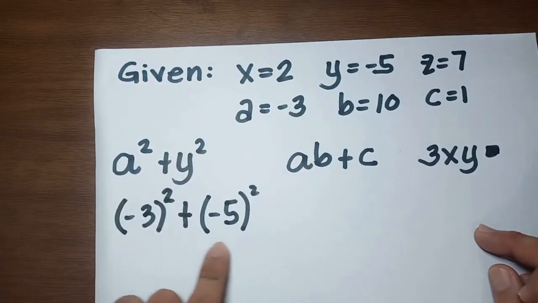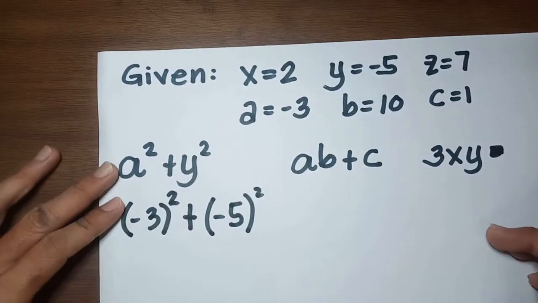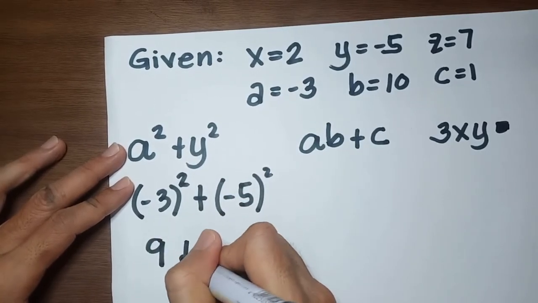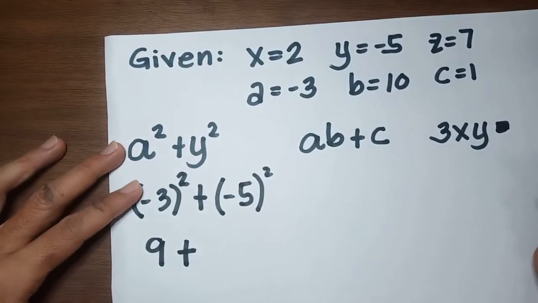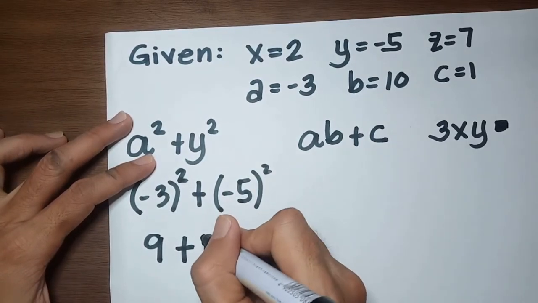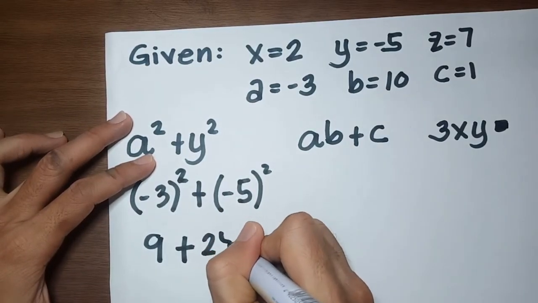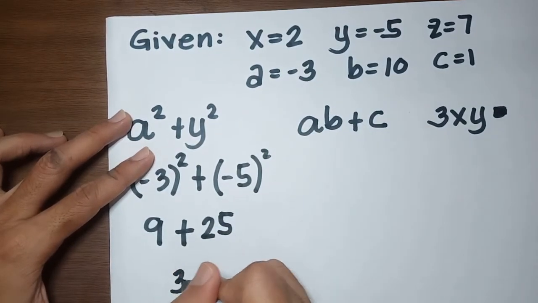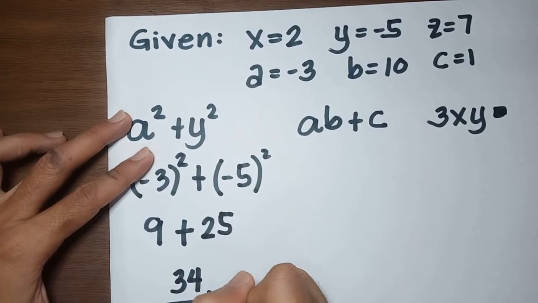And this time we will simplify. We square negative 3, that is positive 9. That means negative 3 times negative 3. Then we square negative 5, that is positive 25. So 9 plus 25 is equal to 34. So our answer is 34.